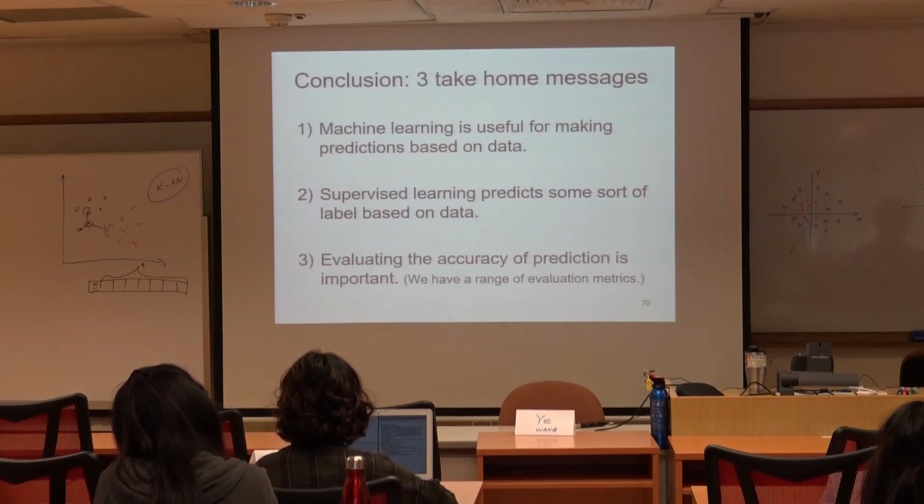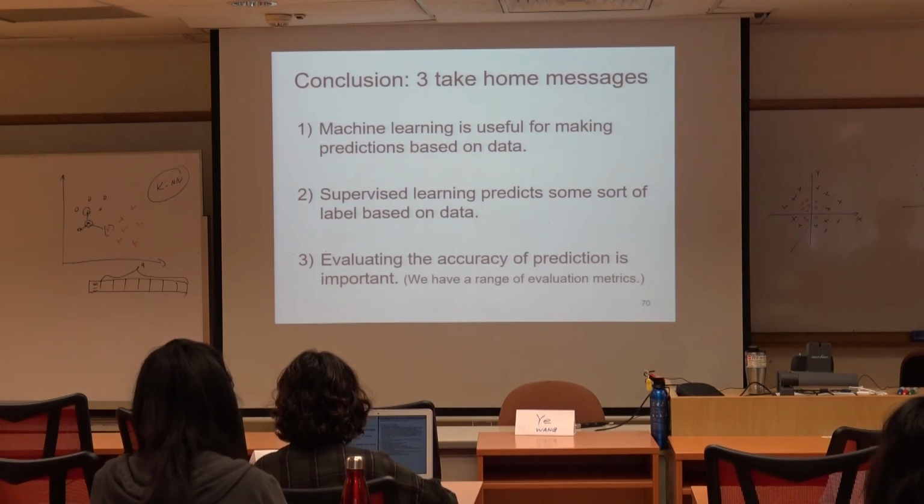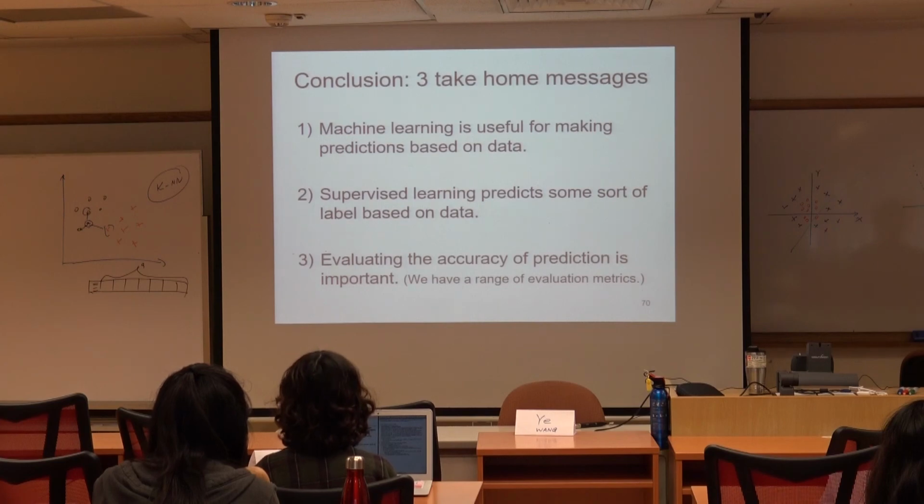Very good. So, conclusion. We have three take-home messages. Machine learning is useful for making predictions based on data. Supervised learning predicts some sort of label based on data. And the evaluation of the prediction accuracy is important.